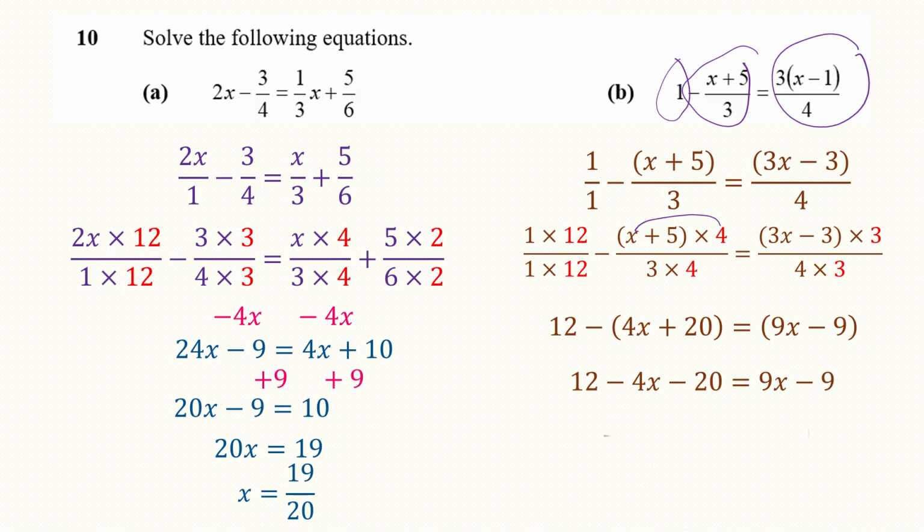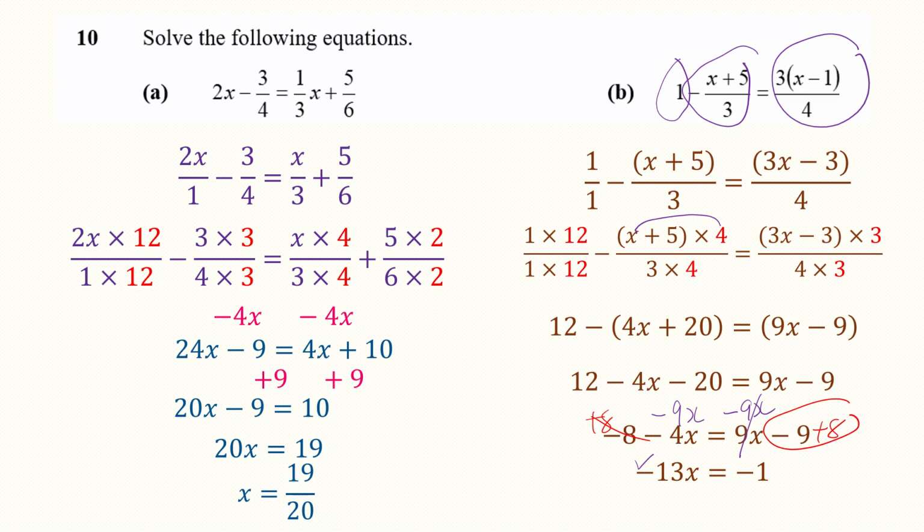So negative 8 minus 4x equals 9x minus 9. We're going to subtract 9x on both sides to find the zero pair. So you minus 9x on both sides here. So this and this gone. So negative 9x minus 4x gives you negative 13x. And then the next step is to add 8 to both sides. So this and this gone. So negative 9 plus 8 gives you negative 1. So the next step is to divide by negative 13 on both sides. So that gives us x equals 1 over 13.